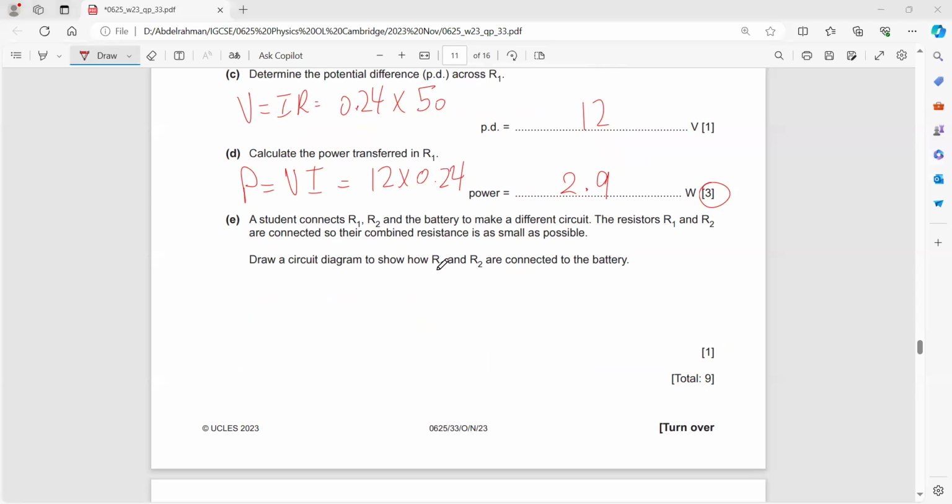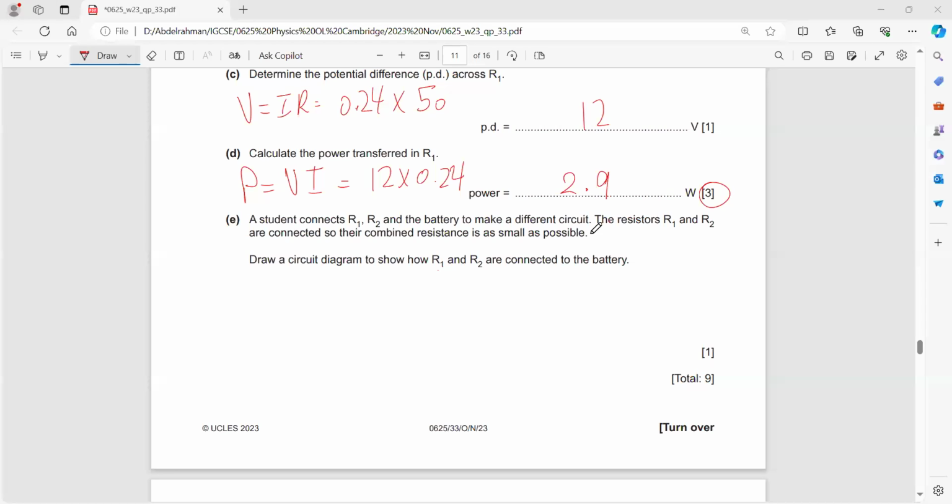This question. A student connects R1 and R2 and the battery to make a different circuit. The resistors R1 and R2 are connected so that the combined resistance is as small as possible. Draw a circuit to show R1 and R2 as they are connected to the battery. We need the resistance to be as small as possible.